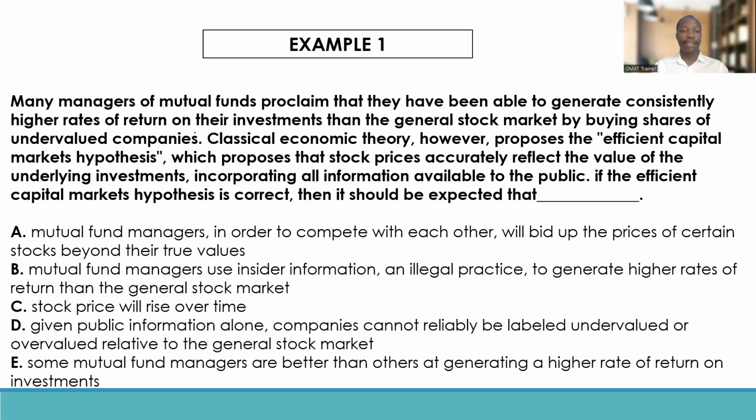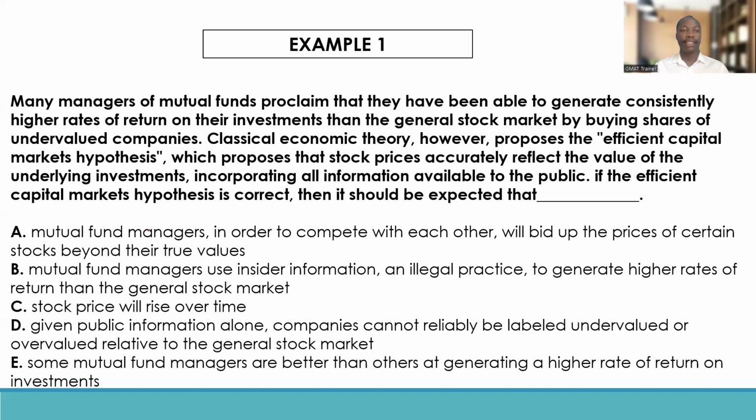If the efficient capital markets hypothesis is correct, then it should be expected that dash, right? So we're supposed to complete that paragraph. Answer choice A: mutual fund managers, in order to compete with each other, will bid up the prices of certain stocks beyond their true values, right? Before we continue with the answer choices, first of all, we have to understand what the author of this paragraph is communicating to us, right?